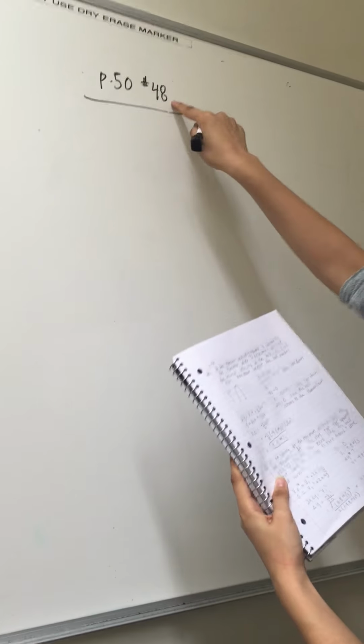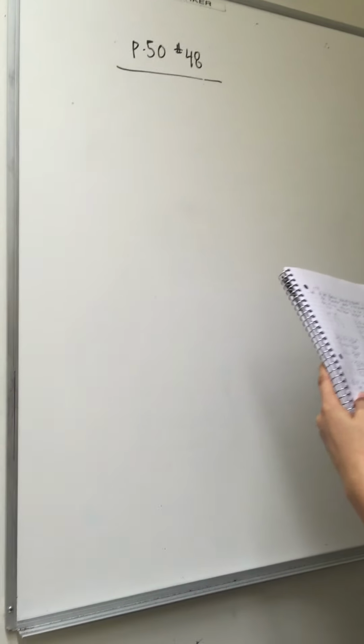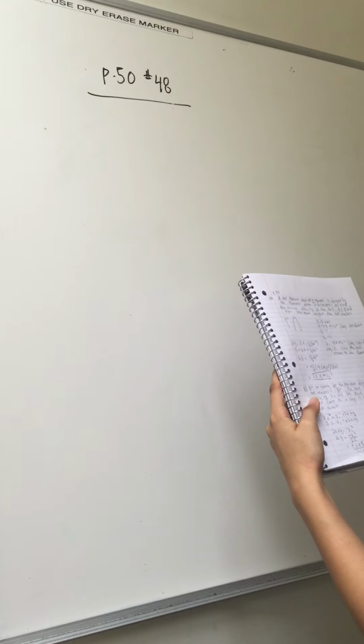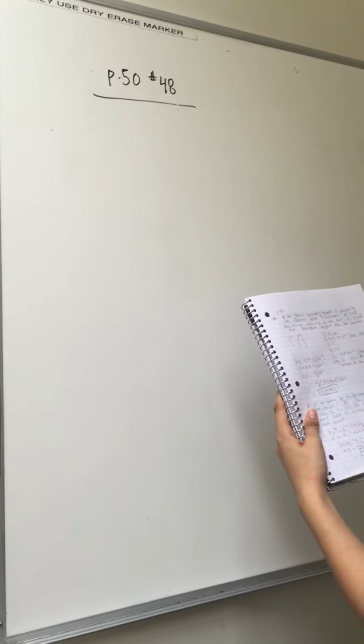So we're going to do number 48 on page 50. The question is, a ball thrown vertically upward is caught by the thrower after 2 seconds. Part A, find the initial velocity of the ball. And part B, find the maximum height the ball reaches.